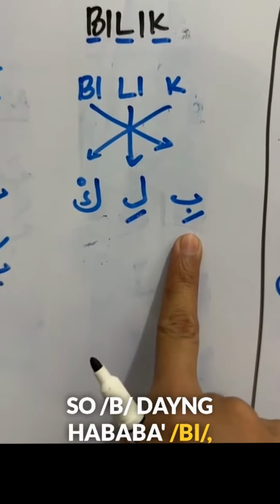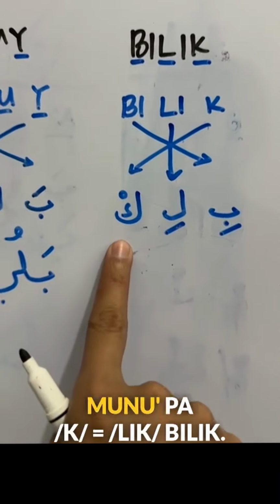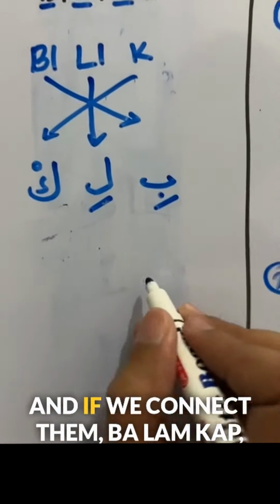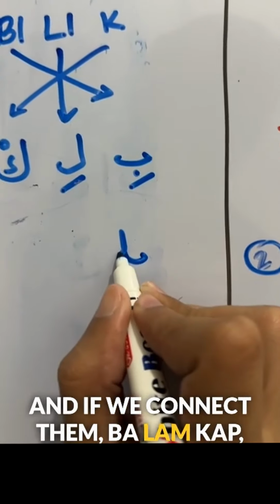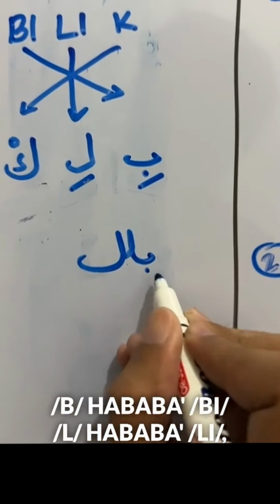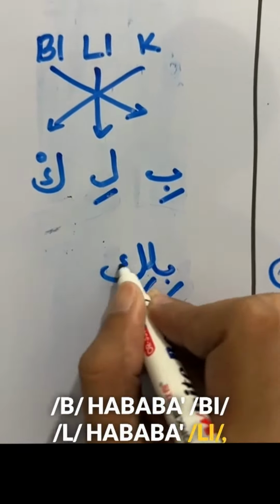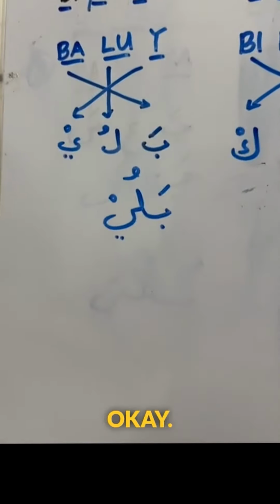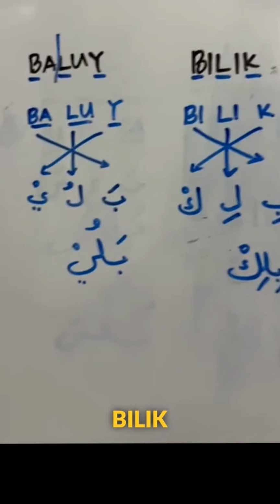So ba ding haba bi, lam ding haba li, munu kap lik, bilik. And if we connect them, ba lam kap, ba ding haba bi, lam ding haba li, munu kap lik, bilik. Okay, baluy, bilik.